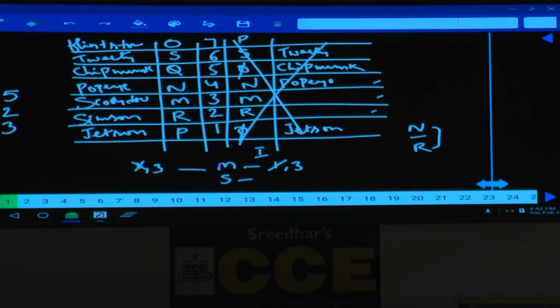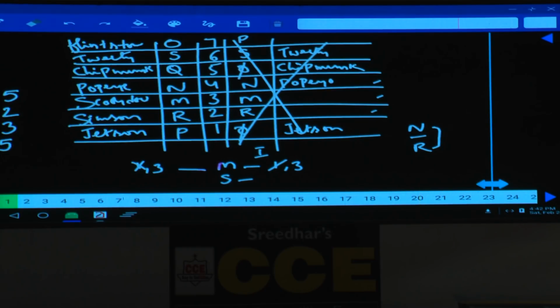88, which of the following combinations is true with respect to the given arrangement? Tweety and P, that is ruled out. Simpson and N, that is also ruled out. Scooby-Doo and S, that is also ruled out. Popeye and S, that is also ruled out. And finally, Flintstone and O, that is definitely true, choice 5.